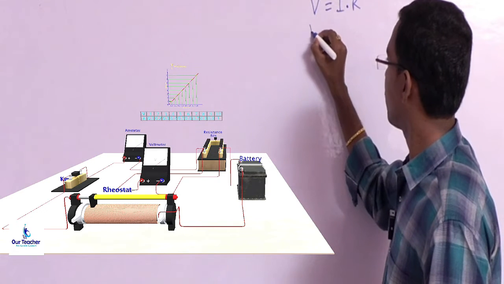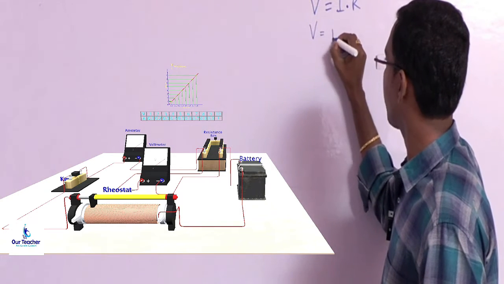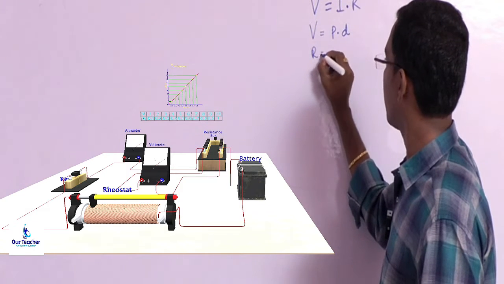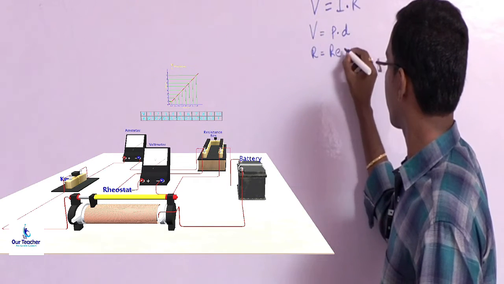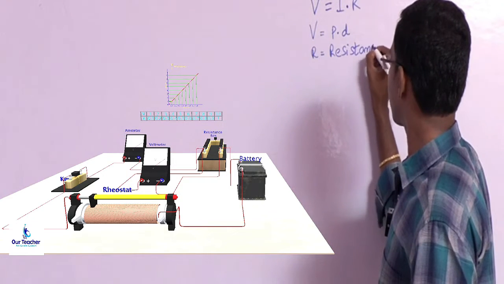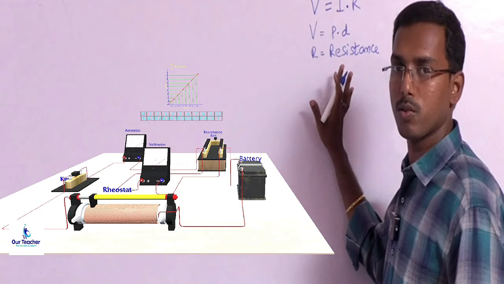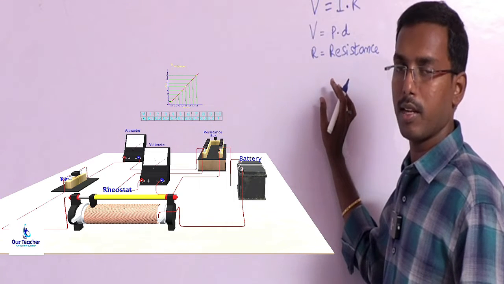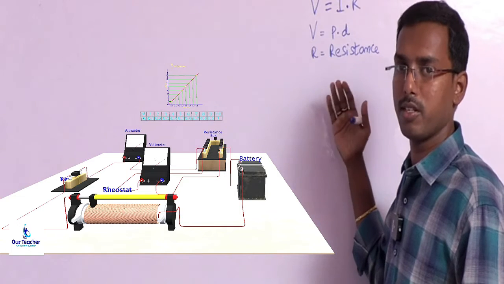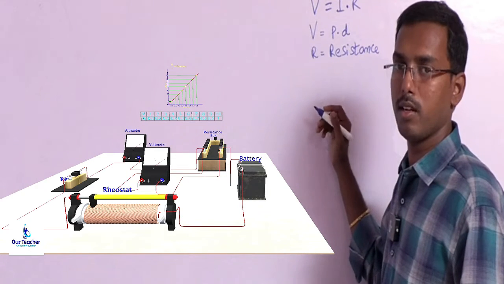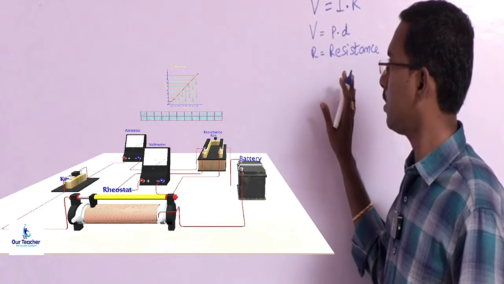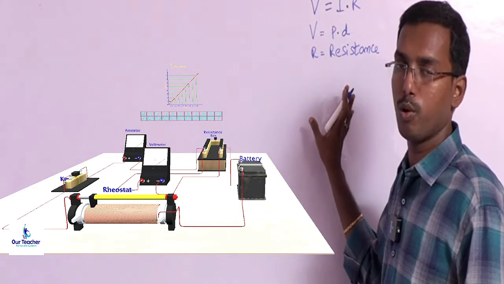V is called the potential difference or potential drop across the electrical component, and R is the resistance of the component. This formula is only valid when the temperature of the component is unchanged. If the temperature is changing, the resistance will increase. In that condition, we cannot apply this formula. This formula is also only valid for ohmic devices.